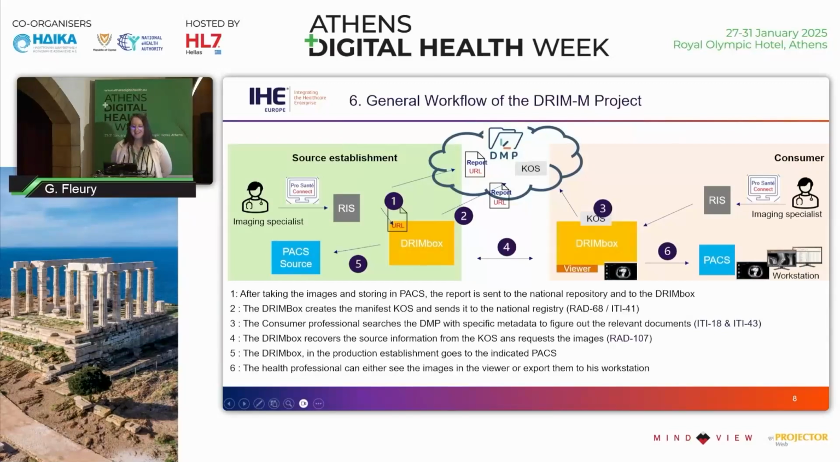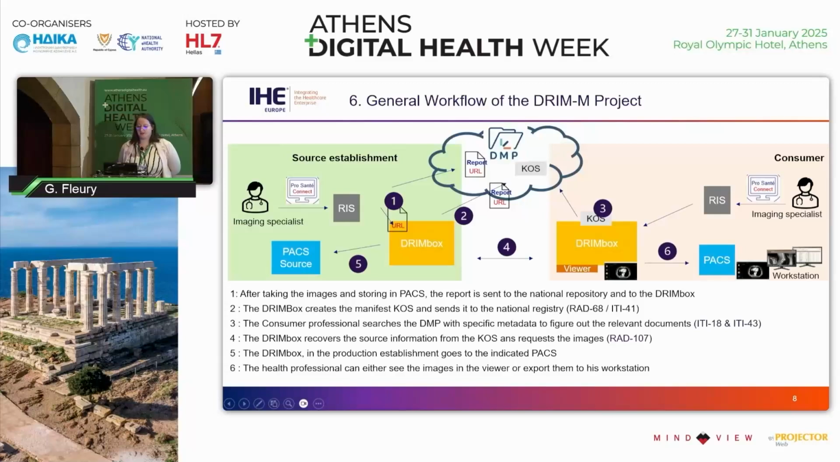All right. So this is the first use case for the imaging specialist, which once again have an infrastructure on their side to see images. So what is done is there is a gateway, a DRIM-Box on each side of the transaction, so on the source side and on the consumer side. On the source side, the information system creates a report, sends it to the national repository, that's the first step, and then sends it to the DRIM-Box.